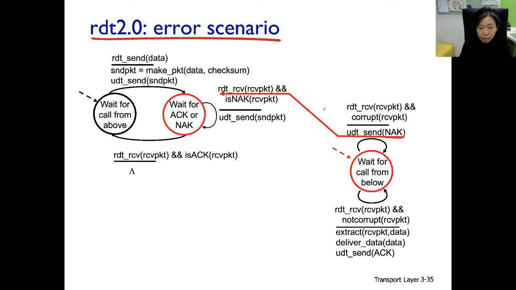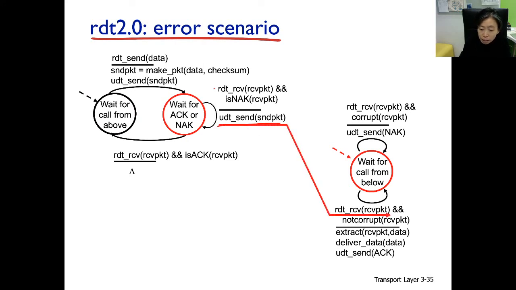That's going to fly back. The sender, waiting in the wait for ACK or NACK state, then gets a call from below, and it's checking and finds that it's a NACK, not the ACK. Therefore, this transition matches and is triggered, and this action is taken. UDT send packet is what? Retransmission of the send packet generated earlier. The sender here stays in the wait for ACK or NACK state. So this is taken and the packet is being sent again.